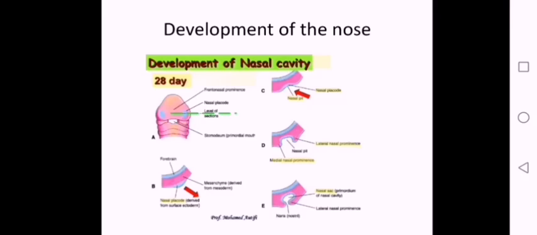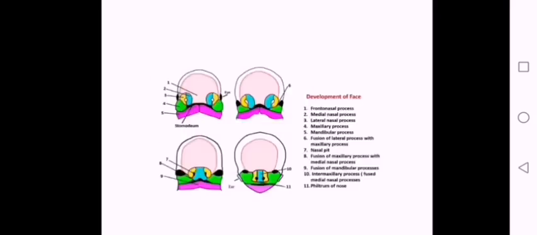Both prominences begin to move to each side. This is mainly by their proliferation and to some extent by the deepening of the nasal pit. And here the nasal pit, after it becomes deeper, we name it the nasal sac. This nasal sac will form the nasal cavity.